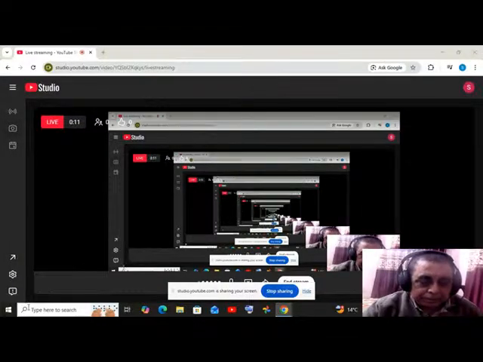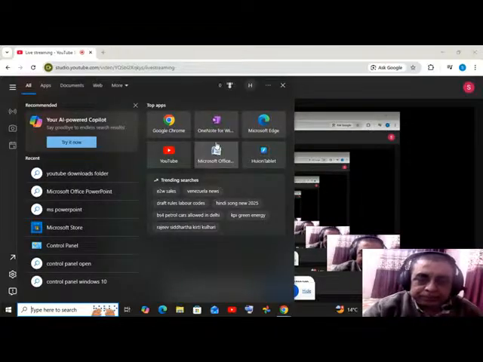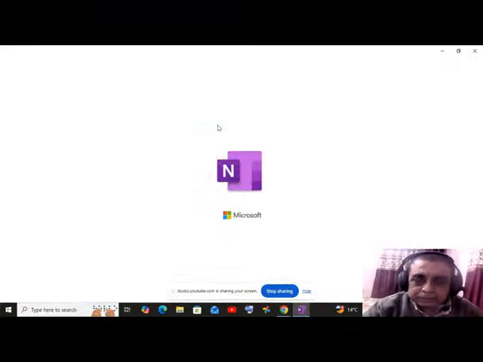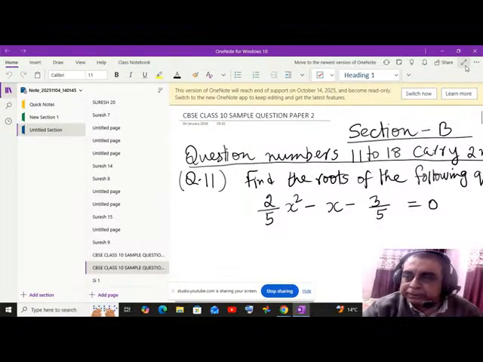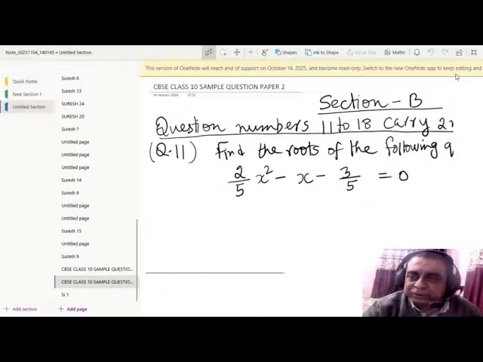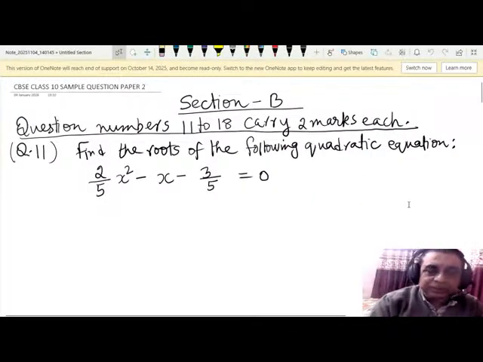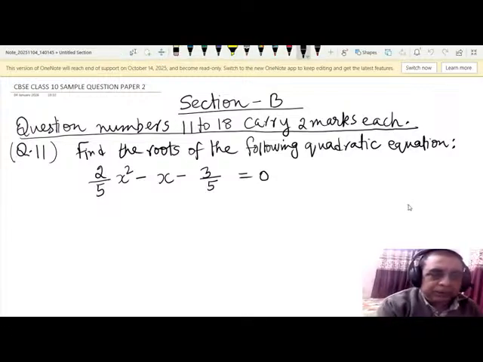Hello, today we will be doing the CBSE mathematics sample paper. Section B. We have already done section A. Now, today we will be doing sample section B. So, this is the question. In section B, question numbers 11 to 18 carry 2 marks each.